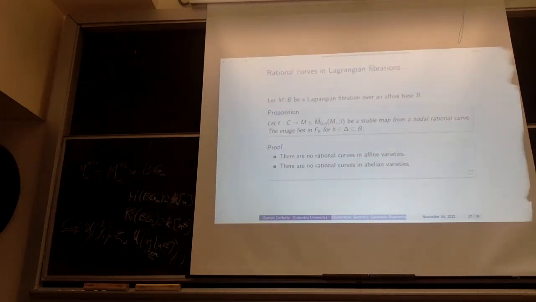Okay, and now maybe I'll very, very briefly talk about enumerative geometry. Right, so rational curves in Lagrangian fibrations are extremely tightly controlled. In particular, if we're living over an affine base, like in all of these examples, we know that every rational curve actually lies in just one singular fiber. And the proof is that its image in the base is just a point because there are no rational curves in affine varieties. And then finally, it can't lie in a smooth fiber because there are no rational curves in an abelian variety.